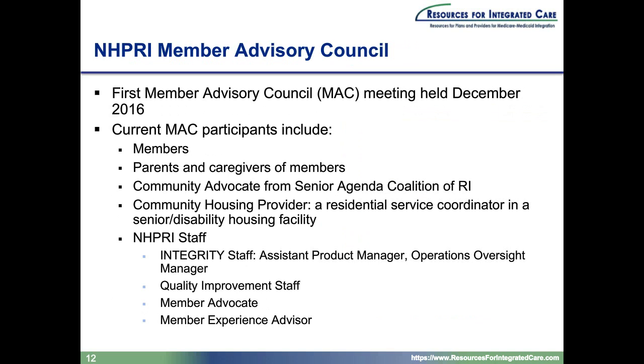Our first advisory council meeting was held in December of 2016. Our current participants include members. We have family caregivers of members. We have a community advocate who works with the Senior Agenda Coalition. We have a housing provider who works in housing for seniors and individuals with disabilities. We also have a number of Neighborhood staff on our committee, a number of people from our product team, somebody from quality improvement, our member advocate in the organization, as well as myself, the member experience advisor.